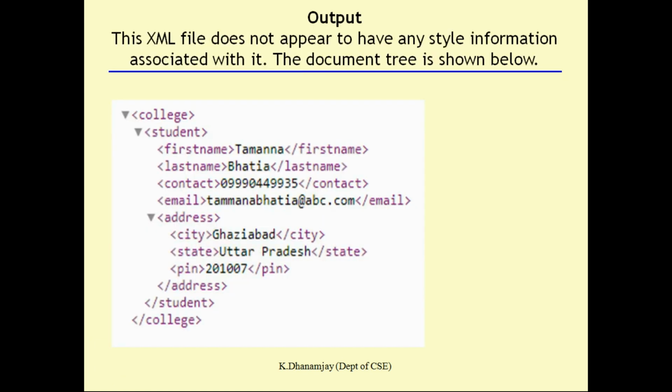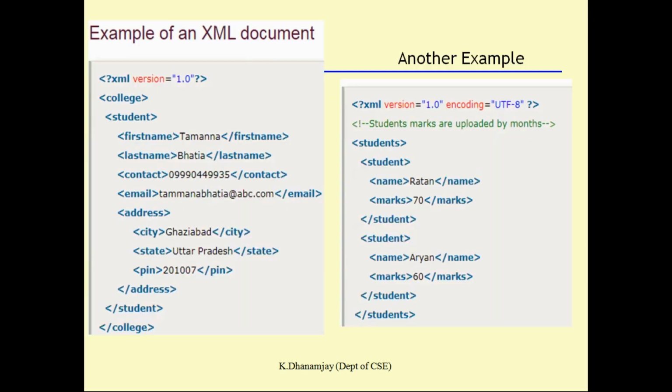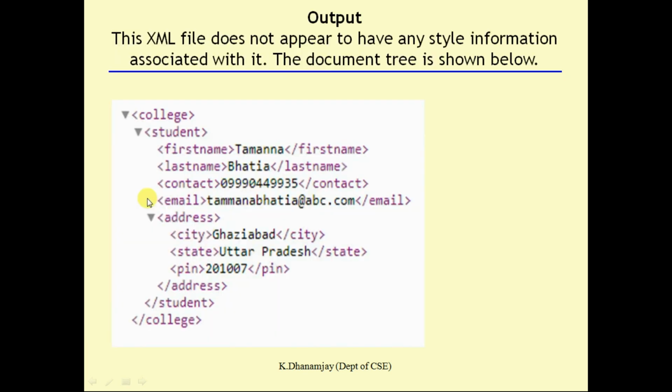So here the XML file does not appear to have any style information associated with it. The document tree is shown below. Here is an example I am giving. For the particular program I designed here, the output is like this. Whatever code you write in Notepad, the same thing will be displayed in a browser. So that is why we are storing the information, right? So it displays like that.